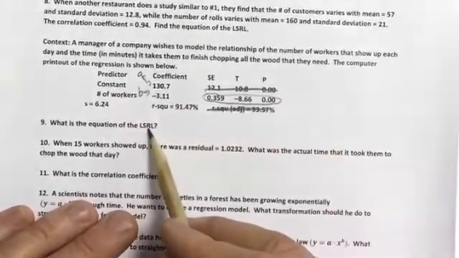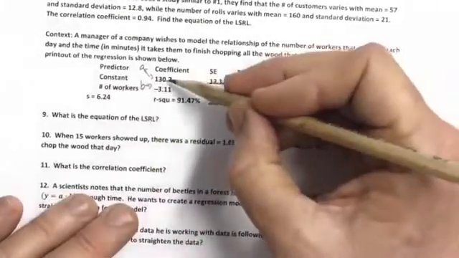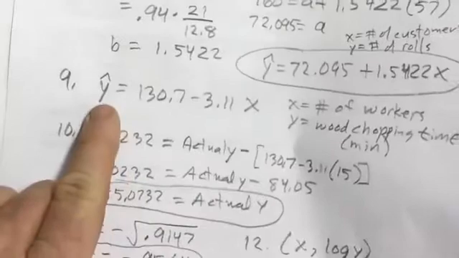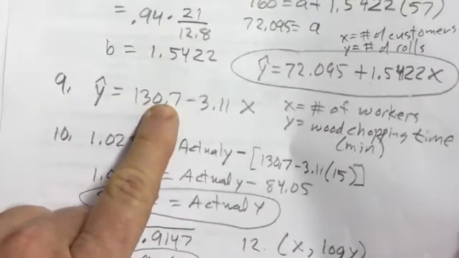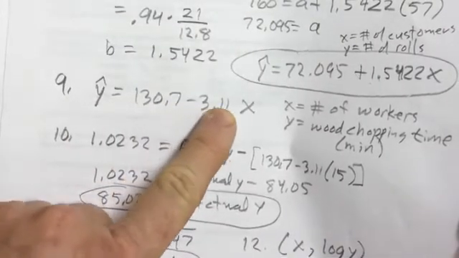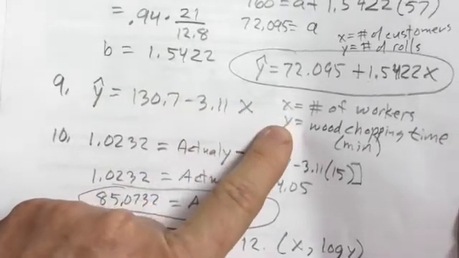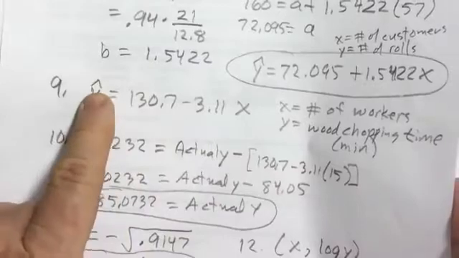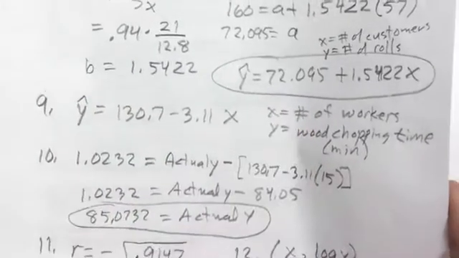What's the equation of the least squares regression line? Y hat is equal to A plus B times X. And so that would be Y hat is equal to 130.1 minus 3.11 times X, where X is the number of workers, Y is the wood chopping time in minutes. So that's the proper way. Make sure to put a hat on your Y and make sure to define your variables.